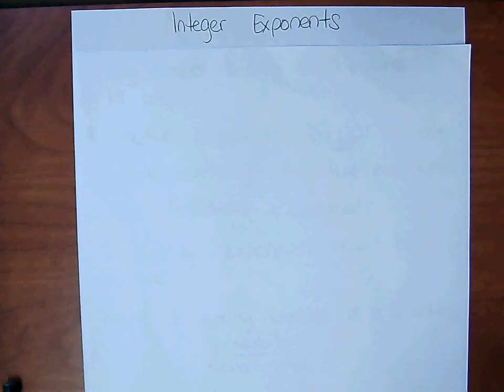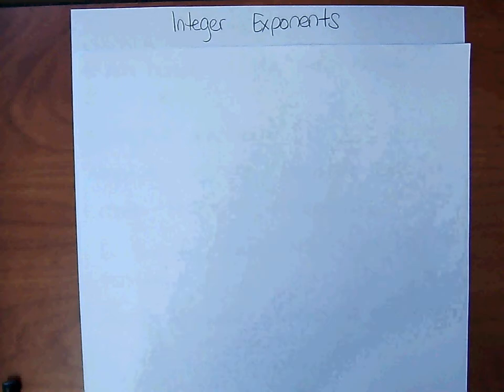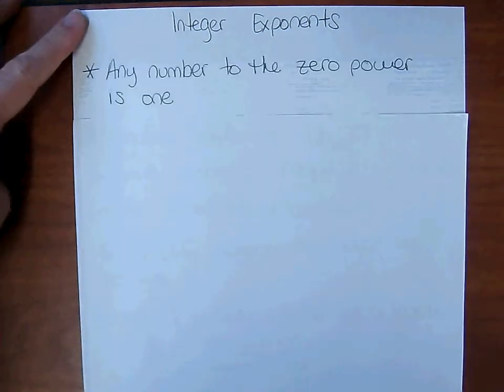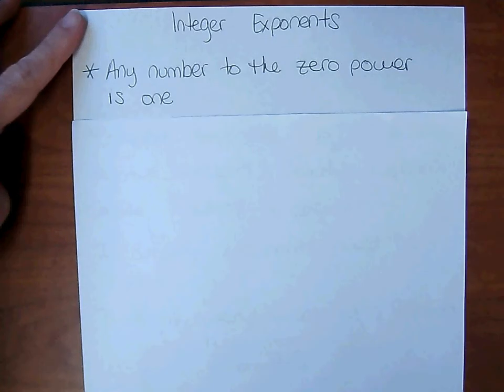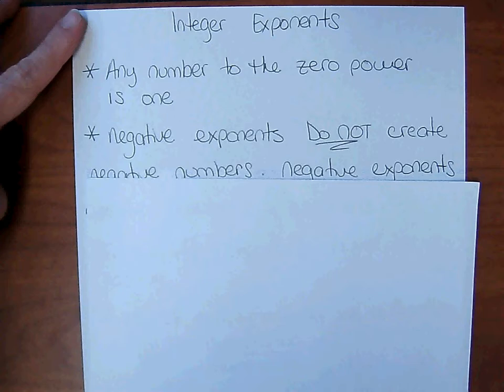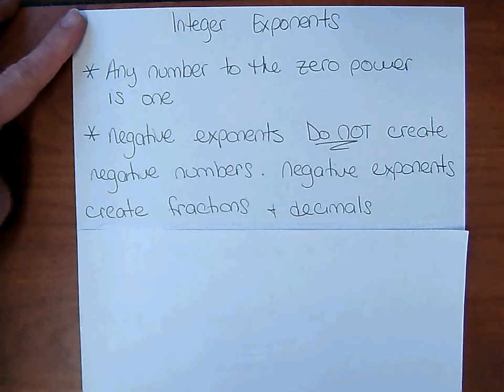Integer exponents. When dealing with integer exponents, there's a few important things to remember. Any number to the 0 power is 1. Negative exponents do not create negative numbers. Negative exponents create fractions and decimals.